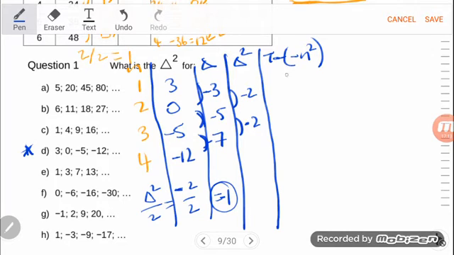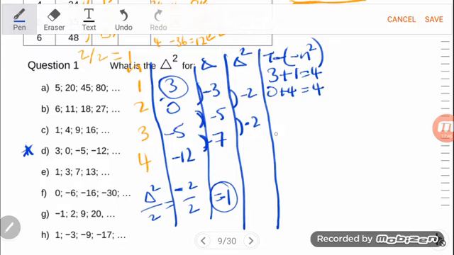So let's move on with this, shall we? We've got our first term is 3. 3 minus negative 1, or plus 1 in this case, because 1 times 1 is 1. This is equal to 4. The next term is 0. 0 minus negative 2 times 2 is the same as minus negative 4, which is the same as plus 4. This is equal to 4.